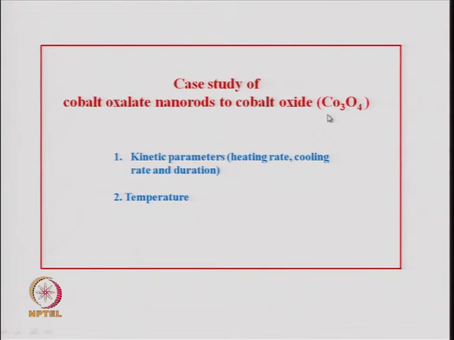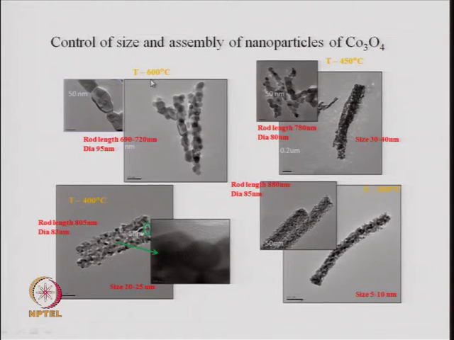Because earlier we showed that you get rods of the oxalate and spherical particles for nickel oxide or copper oxide. Here we will see that you can get different types of particles for cobalt oxide by varying the temperature, etcetera. So, you see that when you heat cobalt oxalate at 600 degrees, you get cobalt oxide of this kind, where you can see small particles forming a chain, and the diameter is around 95 nanometers, and the rod length is around 600 nanometers. So, this is if you decompose at 600.